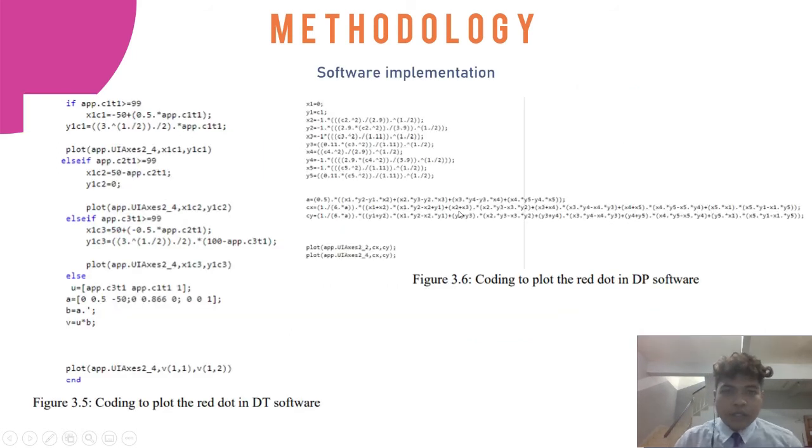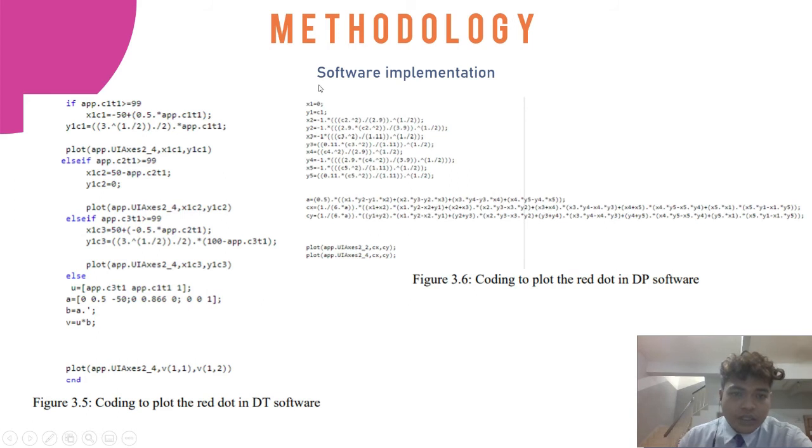Next, I will carry on to the software implementation. In this figure I've provided the coding to plot the red dot in the DT software. This is just a partial coding; the full coding is too long, so I cannot provide it. Next is the coding for plotting the red dot in the DP software.